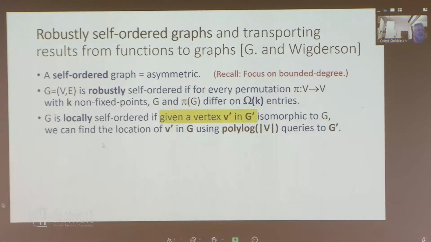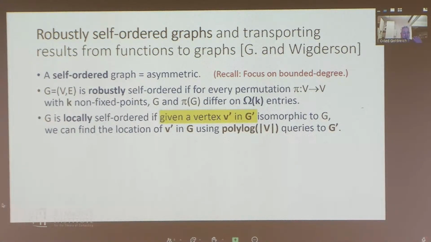So that's the definition. So I threw at you two definitions. Of course, locally self-ordered is a stronger condition than just saying self-ordered. Self-ordered will say the following: if I give you a copy of the original graph, then you can really find the unique isomorphism which maps it to the original graph. So this will be self-ordered. Locally self-ordered makes this in a local sense.